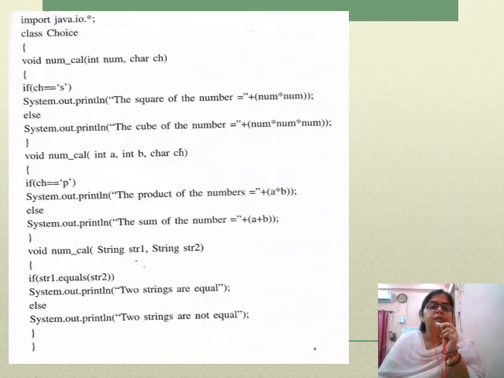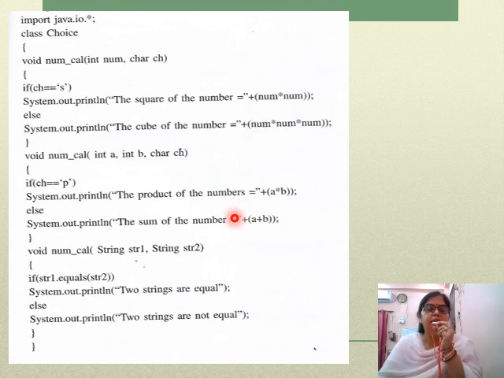Now see here, we have taken import java.io. It means you have to use InputStreamReader and BufferedReader. We have made one function here, num_cal, num_cal, num_cal. See, three functions are there. We have compared: if our character is s, then for the number it will print the square of the number, otherwise it will print the cube of the number.